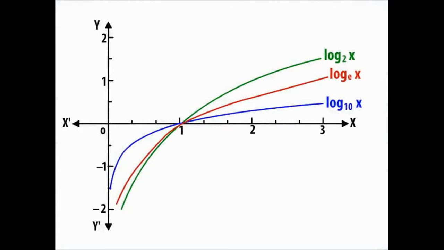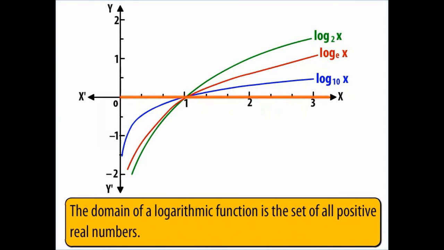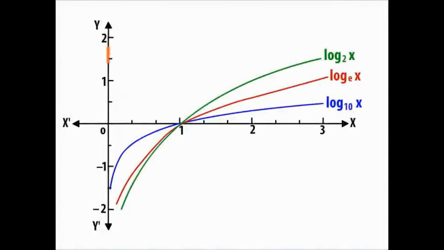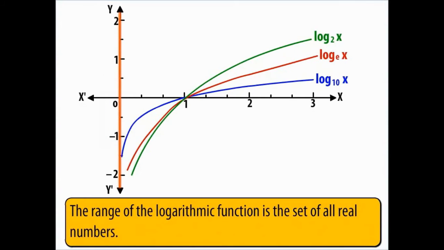Look at the graphs of these logarithmic functions with base 2, e, and 10. Looking at these graphs, we can generalize some features of logarithmic functions with base greater than 1. Since all the functions are defined for only positive and real values of x, the domain of a logarithmic function is the set of all positive real numbers. Since the output y is any real value in these functions, the range of the logarithmic function is the set of all real numbers.